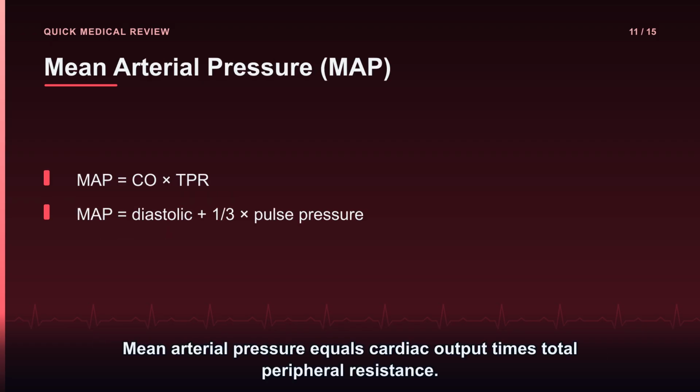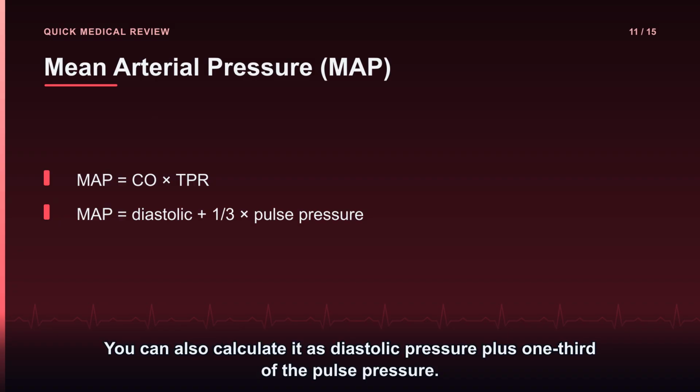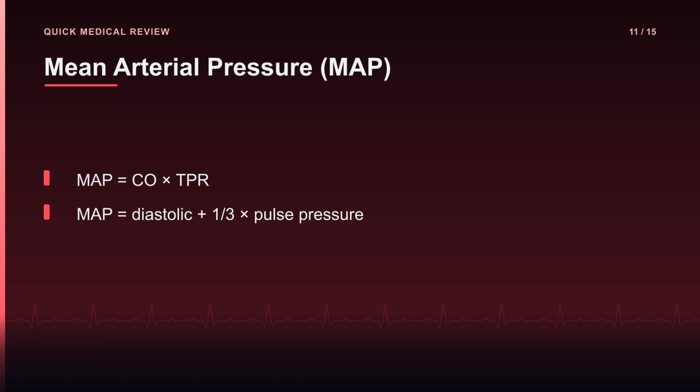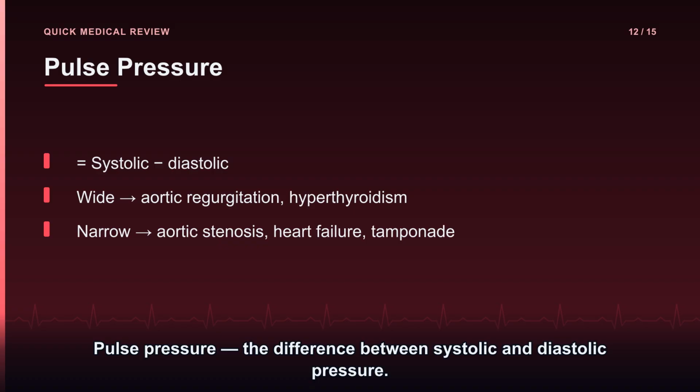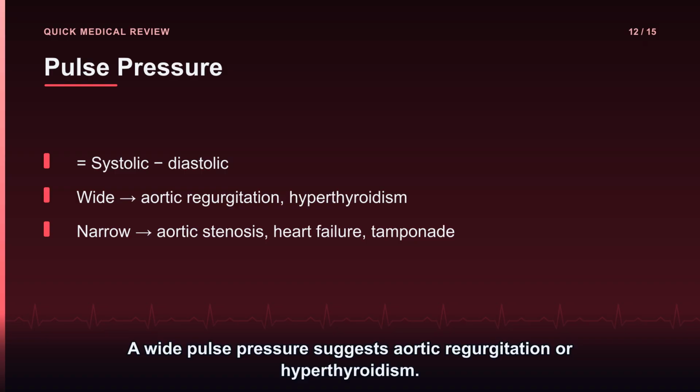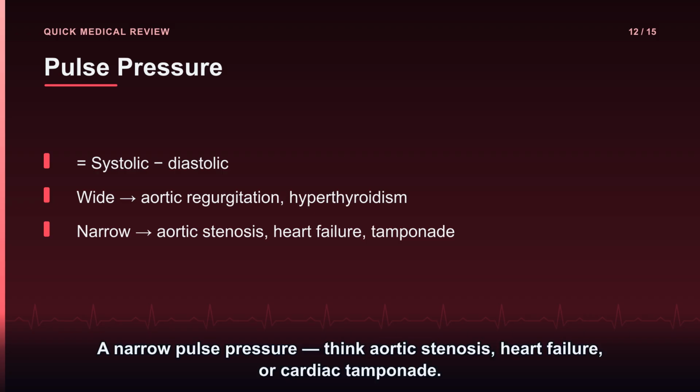Mean arterial pressure equals cardiac output times total peripheral resistance. You can also calculate it as diastolic pressure plus 1/3 of the pulse pressure. Pulse pressure, the difference between systolic and diastolic pressure. A wide pulse pressure suggests aortic regurgitation or hyperthyroidism. A narrow pulse pressure, think aortic stenosis, heart failure, or cardiac tamponade.